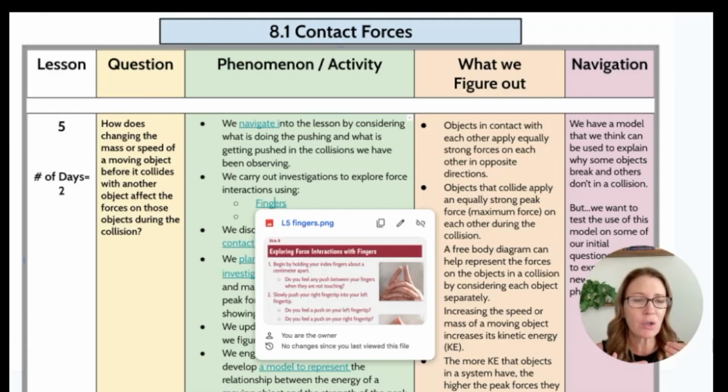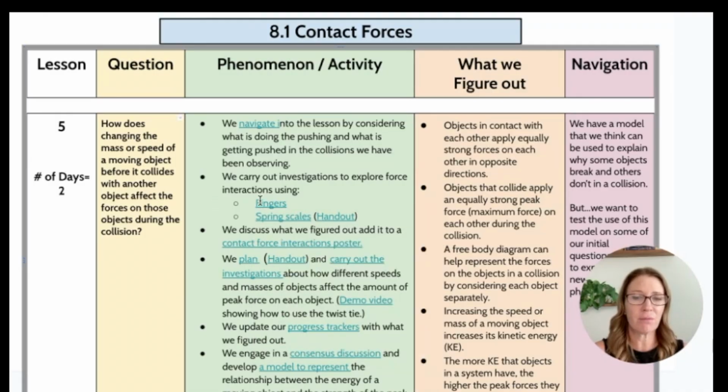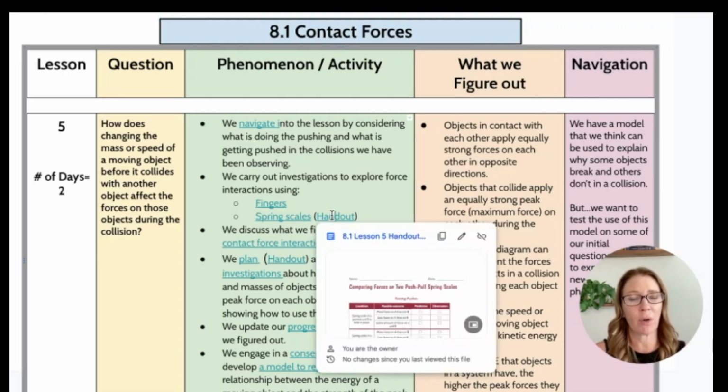So what we're trying to do is develop the idea that even though this one's doing the pushing, I can feel some type of pressure on both fingers. And so it's the beginning of understanding that we've got opposite forces working together here. After we do this small finger demonstration, we're going to use some spring scales. And there's a handout that you're going to use.